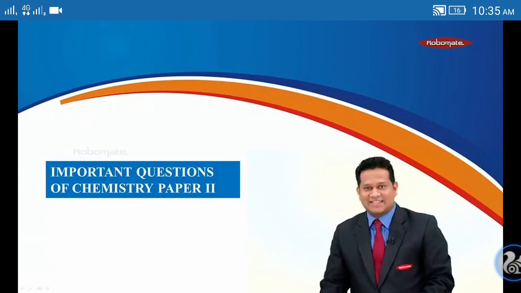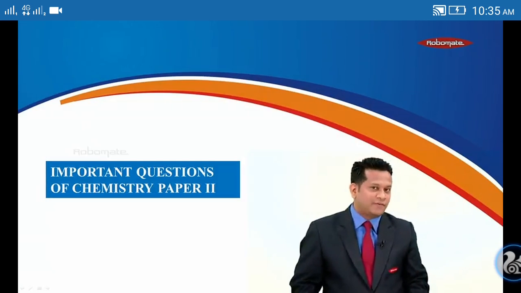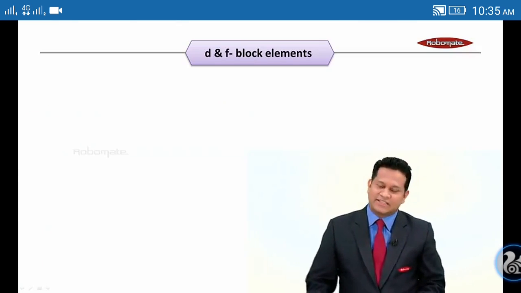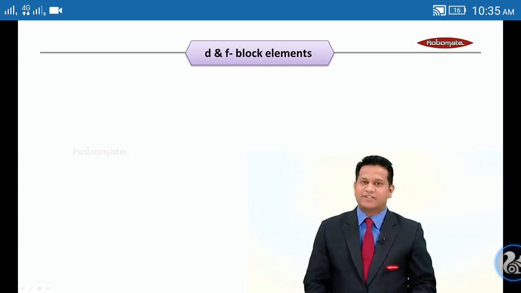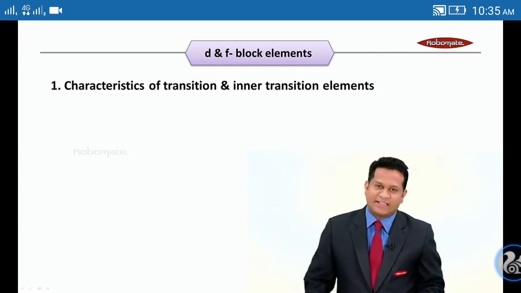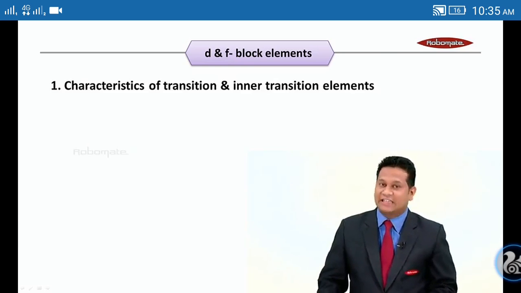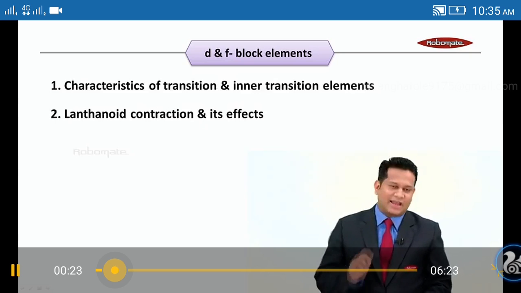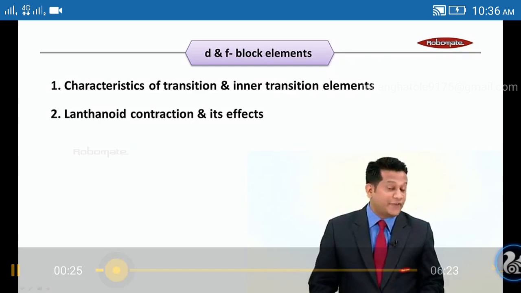Hello everyone. Let's discuss the important questions of chemistry paper 2, and let's begin with the first topic, that is D and F block elements, where the first important question is the characteristics of transition and inner transition elements. The second important question is lanthanoid contraction and its effect.